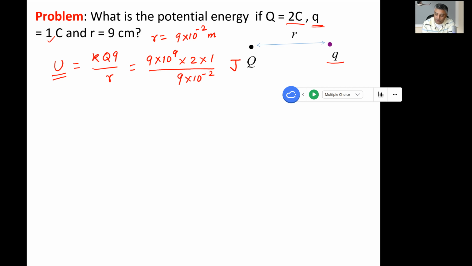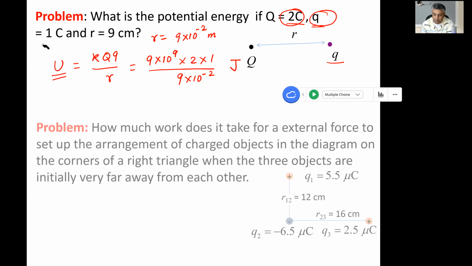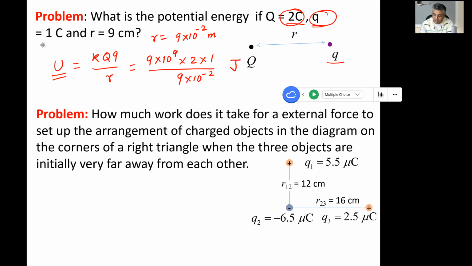In this case, both charges were positive, so I just used the positive numbers. That's good. Now if one of them was, let's say, -1 coulomb, then I need to use it as -1 coulomb. If it was negative, then I'll put that negative sign there. Keep that in mind. So this is just the potential energy between two charges. Now, what if we have more than two charges? How do we do it?